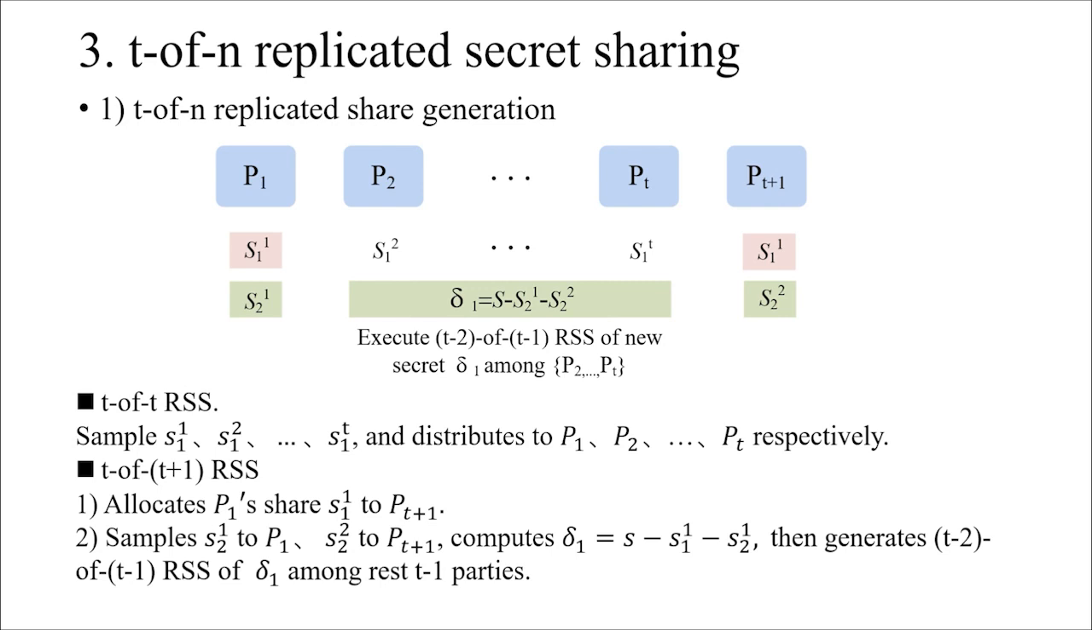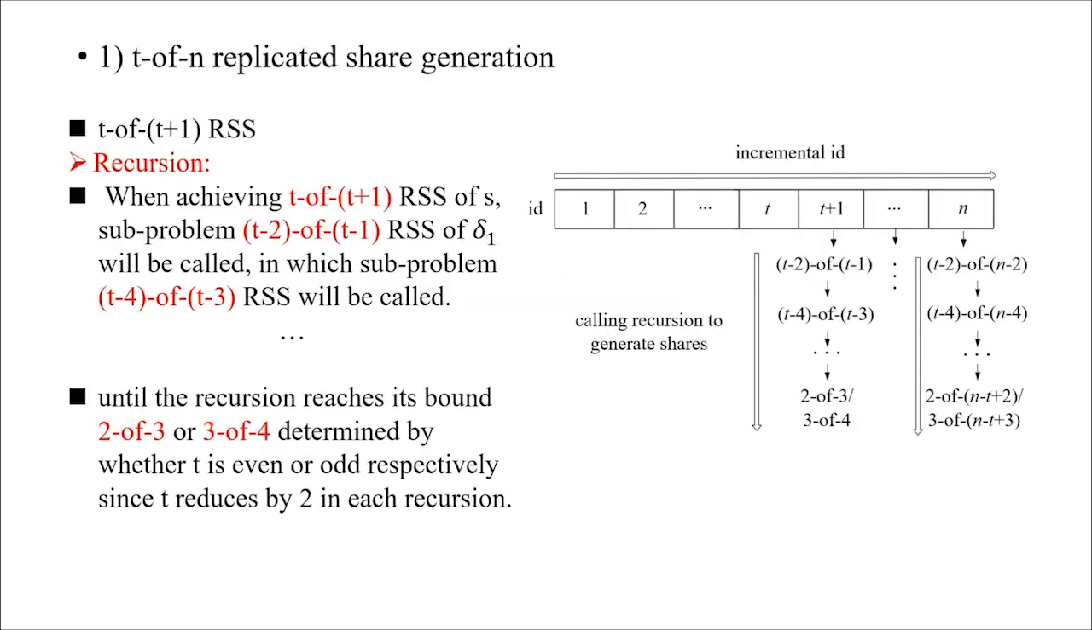among the rest T minus 1 parties. In this process, a recursive algorithm is required. When achieving T-of-T plus 1 RSS of S, the subproblem T minus 2 of T minus 1 RSS of delta 1 will be called, in which the subproblem T minus 4 of T minus 3 RSS will be called, until the recursion reaches its bound 2 of 3 or 3 of 4, determined by whether T is even or odd respectively, since T reduces by 2 in each recursion.